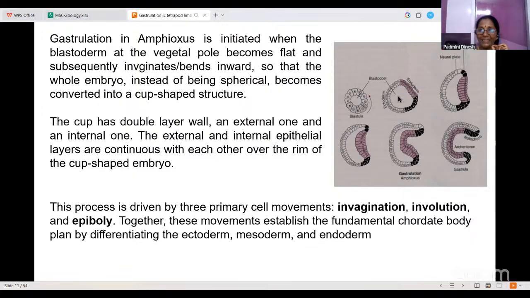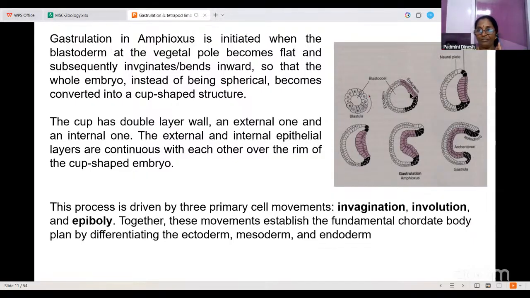And the blastocele that was present that big over there, the blastocele is no more to be found over there, because the second layer is going to completely cover them. And in place of it, an archenteron is going to be formed over there. And this archenteron is the one that is going to be forming the future GI or the digestive tract of the amphioxus over there. And this process is driven by three primary cell movement. What are they? Invagination, involution, and epiboly.